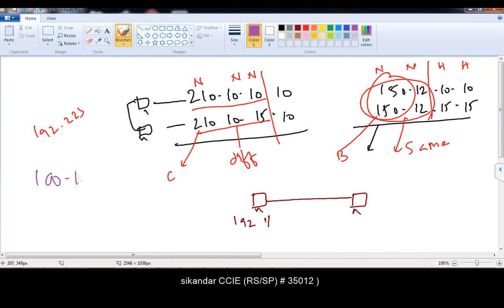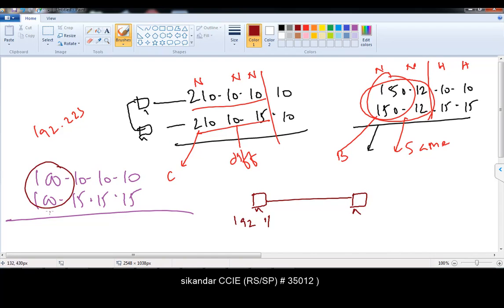I'll add one address, 100.10.10.10, and 100.15.15.15. Now the question is the same. Do they belong to the same network or different networks? Identify the class. These two addresses belong to A class. In the A class there is only one network portion, and in order to be in the same network, that one portion has to be the same. Which means they are on the same network and they can communicate with each other without any router.